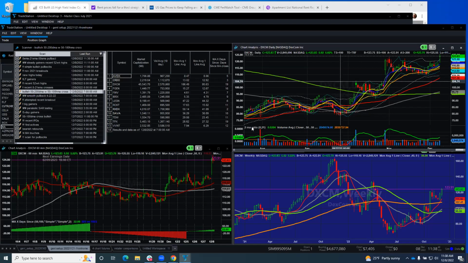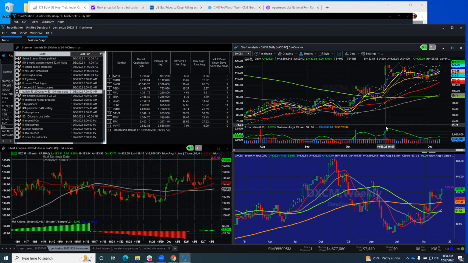I also have it here. It's set up as a 2 MA ratio on this chart, which shows the 8-day EMA versus the 21-day EMA, and it shows up as a ratio. You can see here when it's red, it's showing that the 8-day is under. So as long as this line is positive, it's showing you that you have this short-term bullish trend. It's kind of just like a green light.